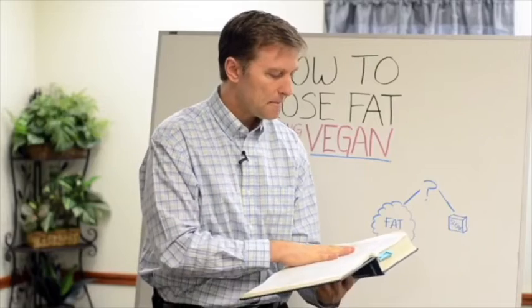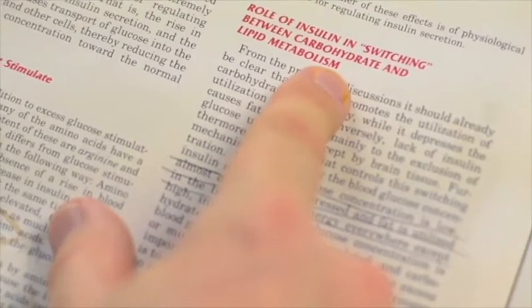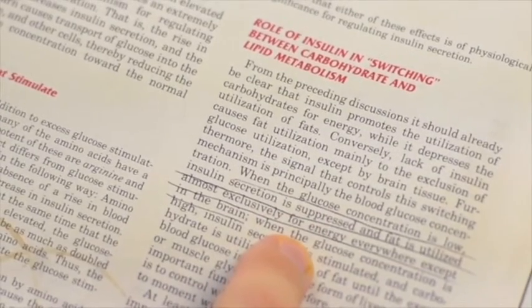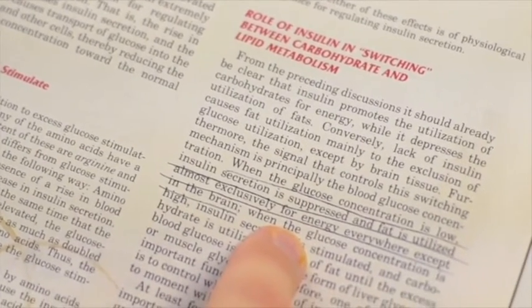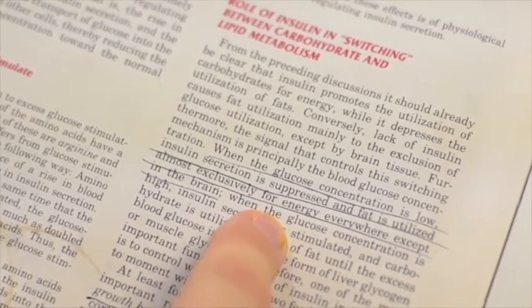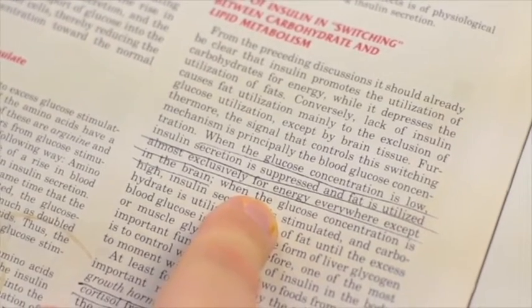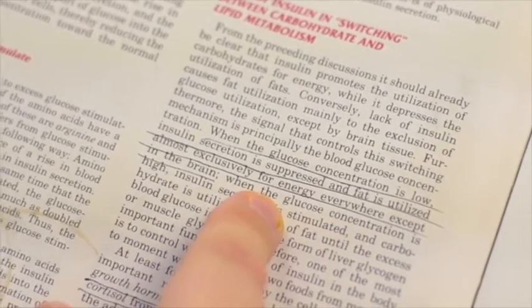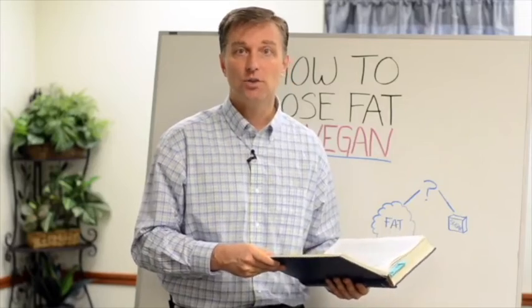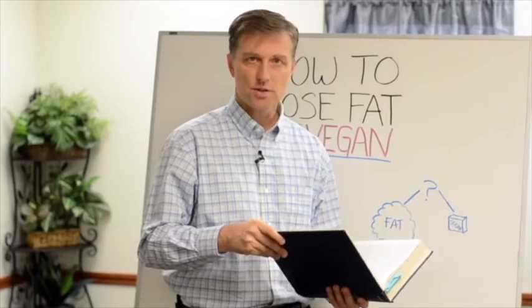Okay, now over here, the role of insulin in switching between carbohydrate and lipid metabolism, or that's fat metabolism. It says right here, when the glucose concentration is low, when sugar is low, insulin secretion is suppressed and fat is utilized almost exclusively for energy, right? And there's many, many references in here that talk about when you're lacking insulin, your body is forced to burn fat.